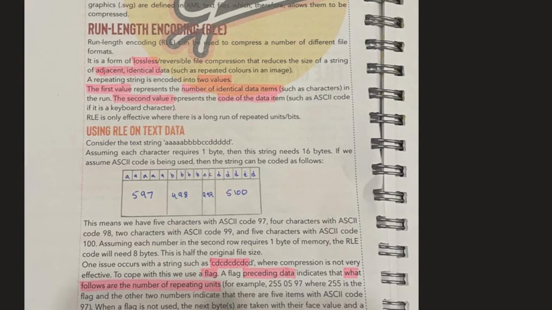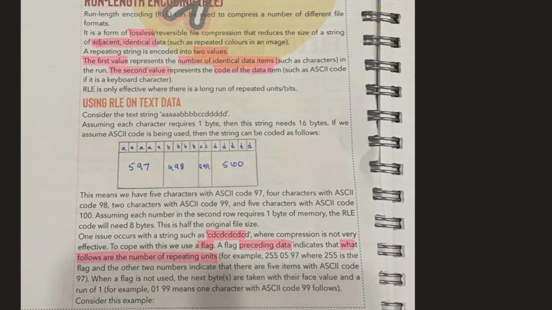Now we move on to run length encoding. Run length encoding is a lossless type of conversion, right? Let's go over an example to make it more understandable. You have this example here, the string, and assuming that each character requires 1 byte, the string needs 16 bytes. If we assume ASCII codes are used, which we have studied in chapter 1.1, you can refer to those there.